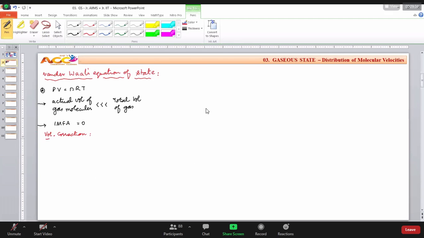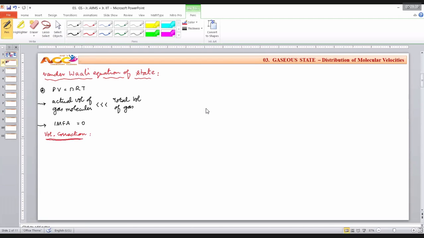I'll give you a beautiful example to understand this one. I'll try as far as possible. I'm not a very good teacher, but I'll try. Okay. Volume correction. What is the meaning of volume correction? Sir, first of all, what is the problem? The problem is you are saying the actual volume of a gas molecule is 0.